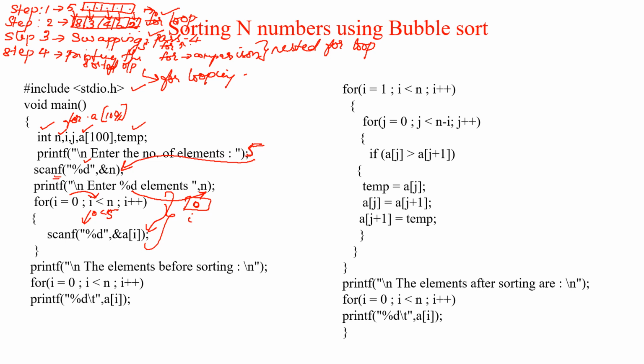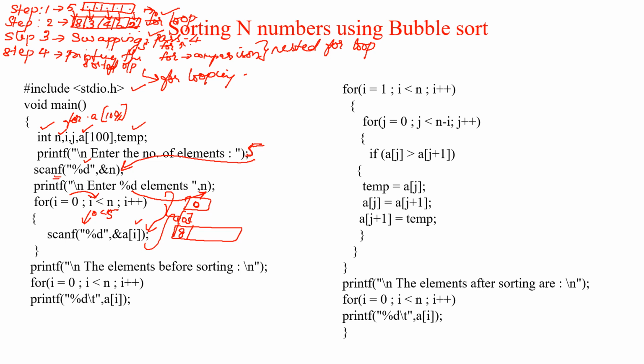So inside the loop, scanf, the first element %d, because it is an integer, it will be entered in the array a of i. What is the value for i? a of 0, right? Now i is equal to 0, so your first element will be entered now. Suppose, from the example, the first element 8 is entered. It will be stored in a of 0.